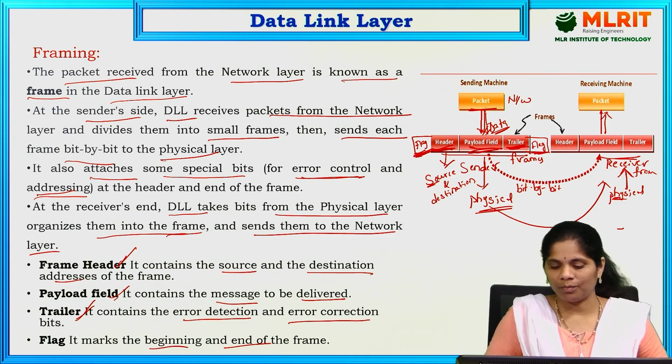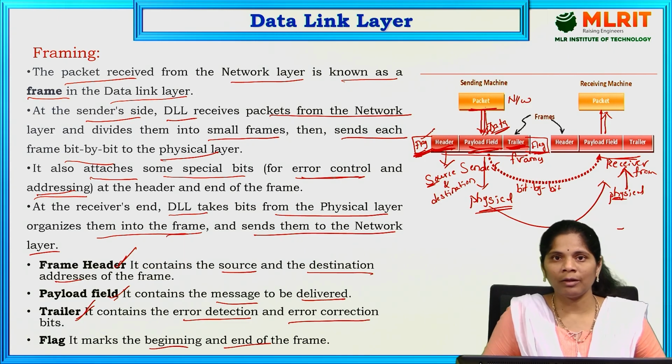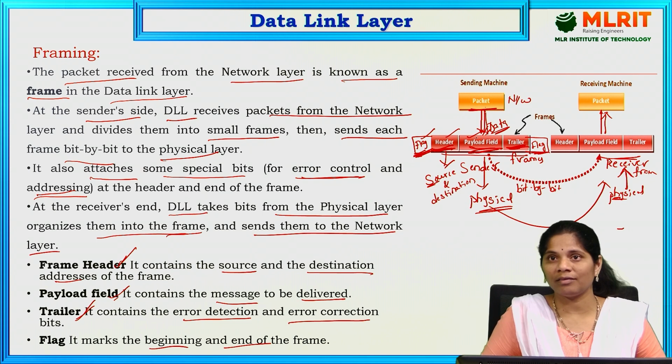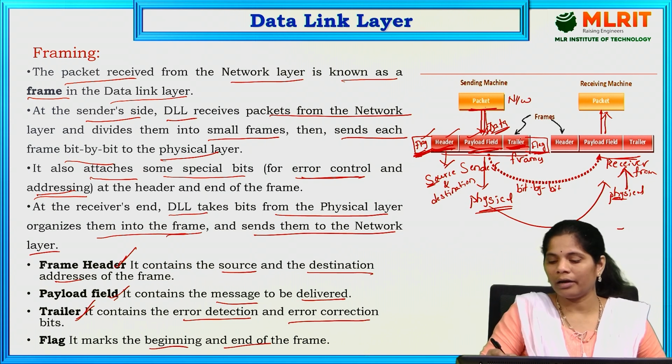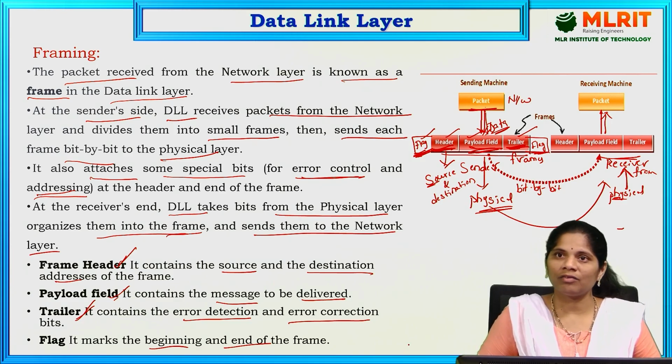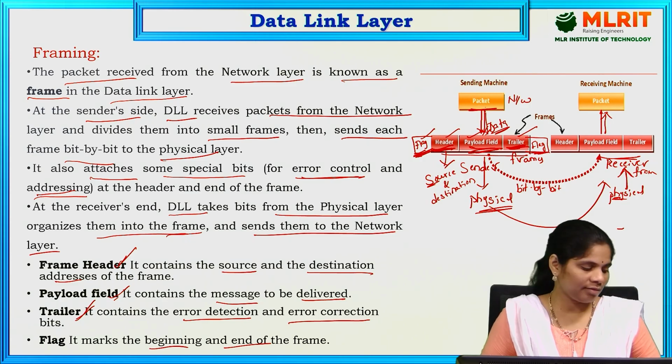That is the frame. What is the flag for? The flag is for the beginning and ending of the frame. The header contains the source and destination address. The payload field is the data received from the network layer, and the trailer is for error detection and control. The same is on the receiver side: the same flag is there, and it also has the header, payload field, and trailer. This is about framing.